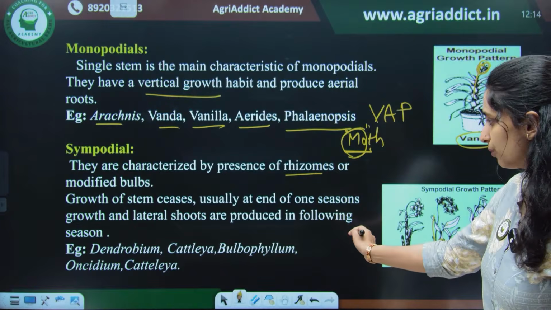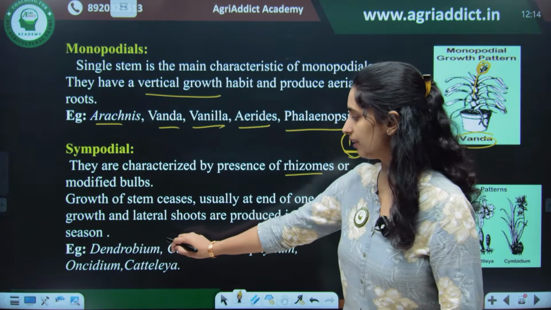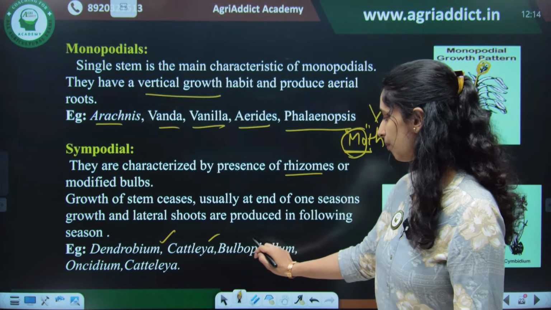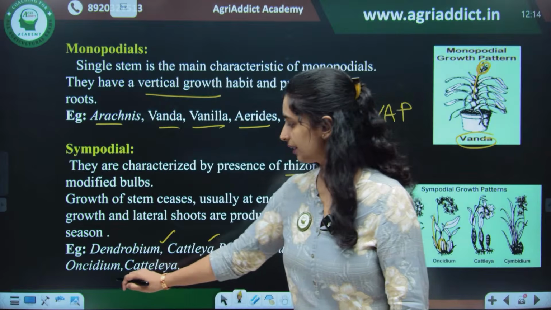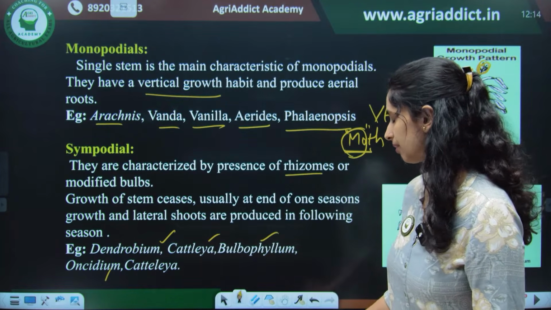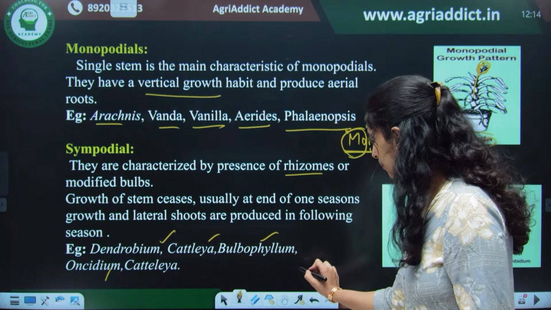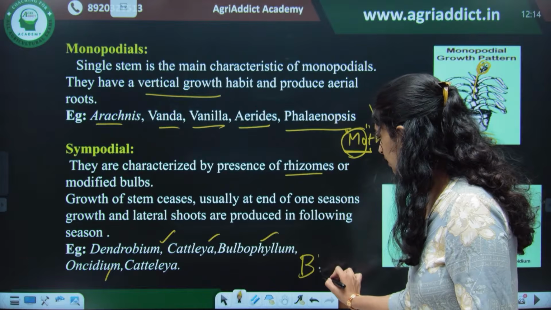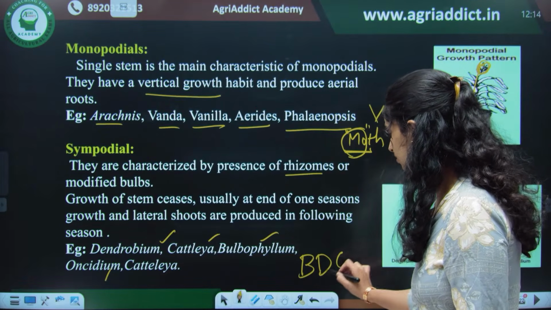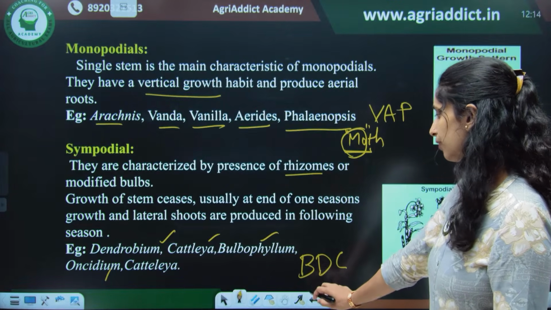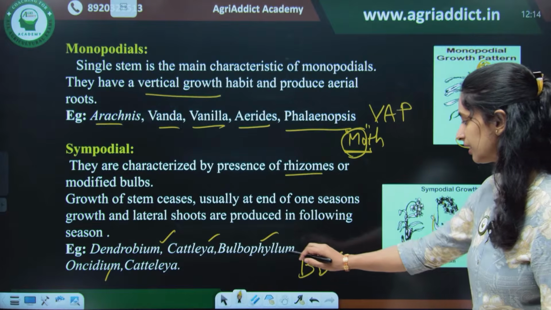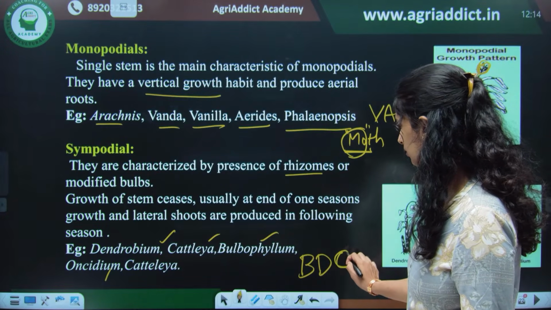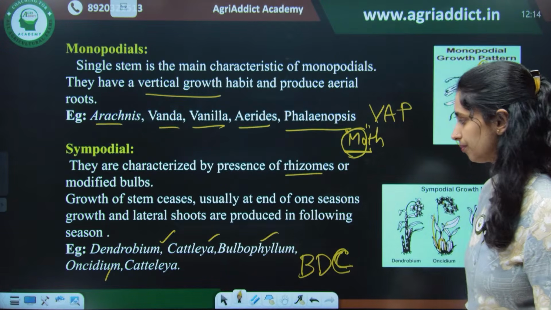So laterals should produce in the flowering season. So in this sympodial, Dendrobium, Cattleya, Bulbophyllum, Oncidium. Okay, these are important. Okay, you can remember B, D, C, that is Bulbophyllum, Dendrobium, Cattleya. C से दो नाम आता है ना, तो दोनों ये क्या है, सिम्पोडियल है.